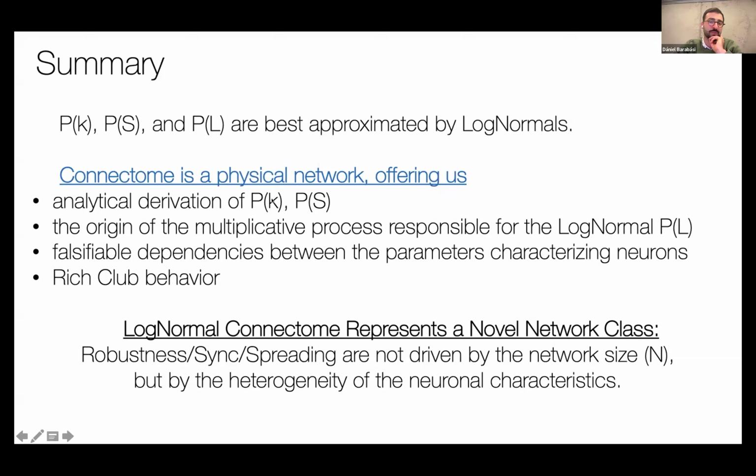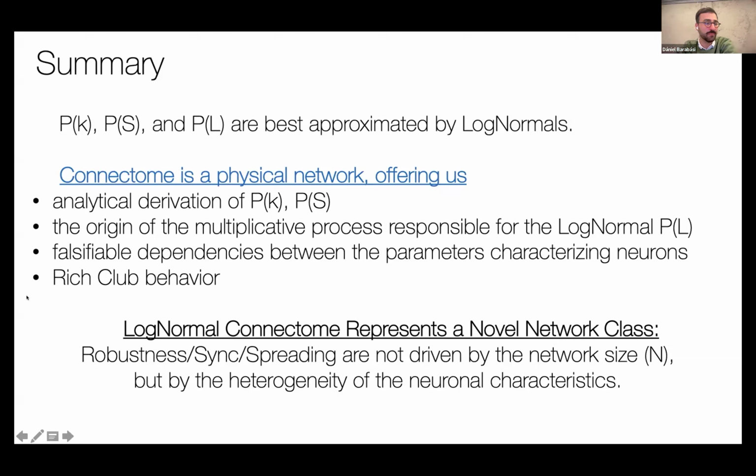We can see how the degree distribution comes from the number of synapses, and we can also see how the number of synapses comes from the length distribution, and we can derive the origin of the multiplicative process, this branching process that leads to the log-normal length distribution. You know, there are nice falsifiable dependencies between the parameters characterizing neurons. We could start looking at what the biology of these generating functions are. We can link it to many other models of neuron growth.